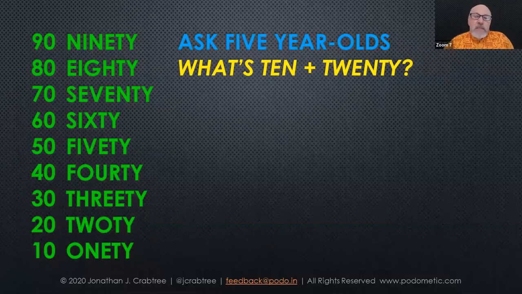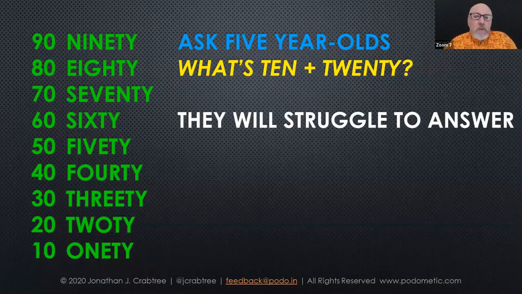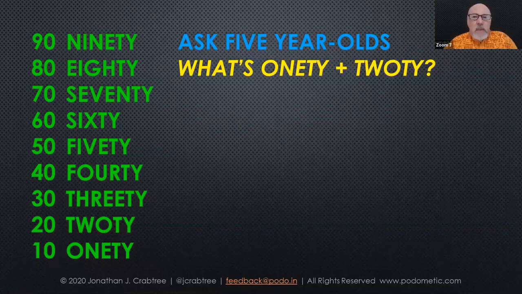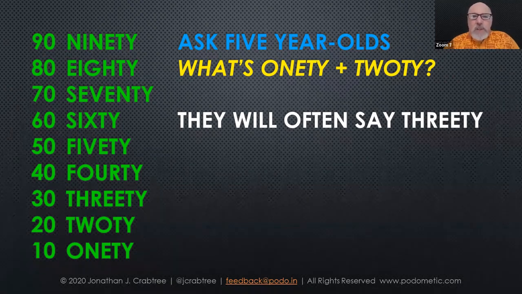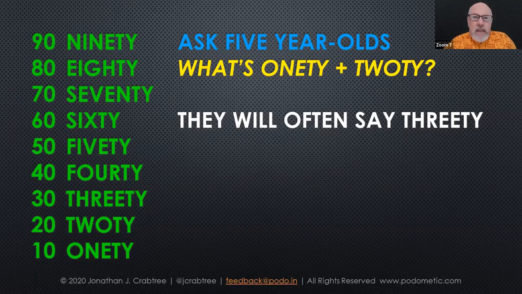So if we were to ask a 5-year-old, what's 10 plus 20, that 5-year-old will struggle to answer. But if we ask a 5-year-old, what's 1ty plus 2ty, they'll often say 3ty. So if we give children the right base 10 word structure, then the children will start to enter into their own understanding of mathematics, where base 10 and positional notation is embedded in the words of mathematics that they're using.